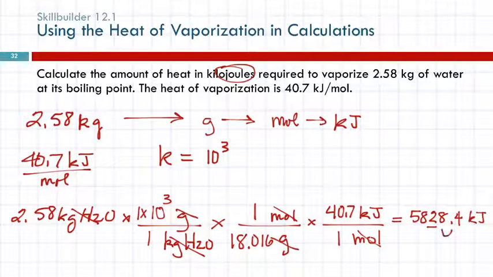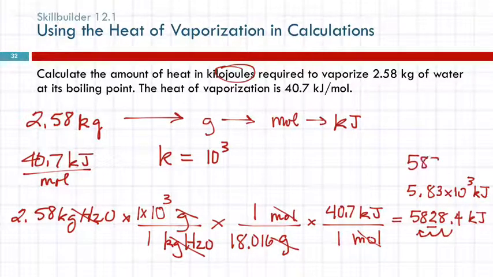So 1, 2, 3. So 5.8. I want to keep this place where the 2 is, but I need to round it up, so I put a 3 there. And I've moved the decimal point 3 places. It's a large number. It's a positive exponent. So that's a good answer. 5830 is an okay answer as well.